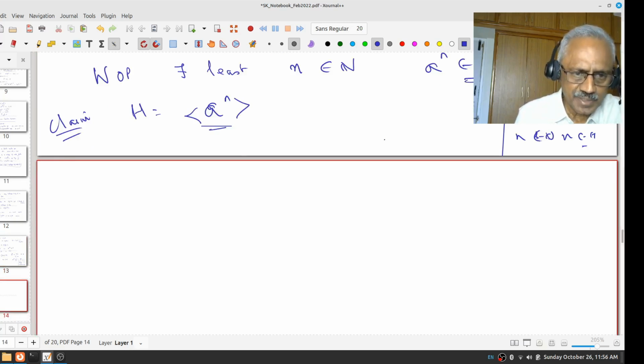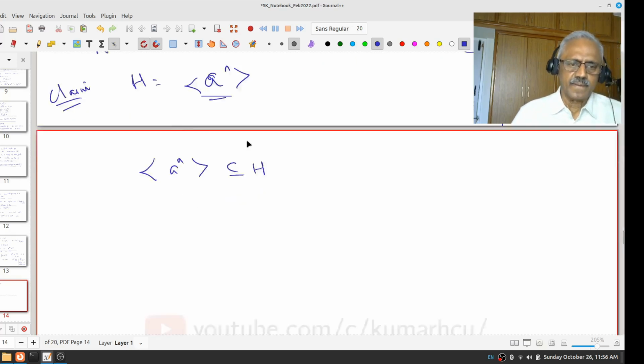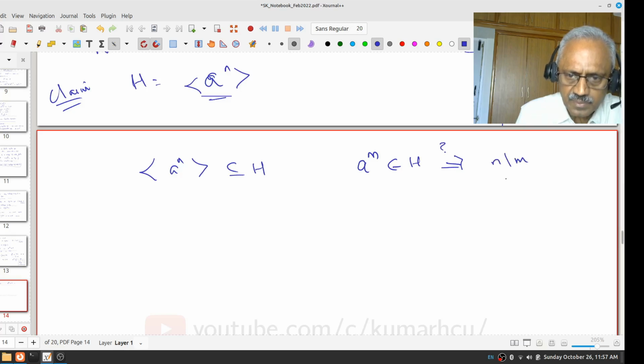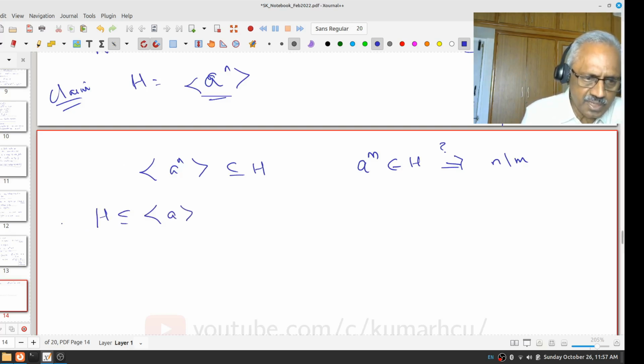Alright, the proof again proceeds the same way. First notice that this is contained in H. So I want to say, suppose a to the power m belongs to H, then I want to say n divides m. Therefore everything in H is a multiple of n. Do you understand that? Remember H is a subgroup of this, therefore all elements of H are of the form a to the power m. I want to say H equals the cyclic subgroup.